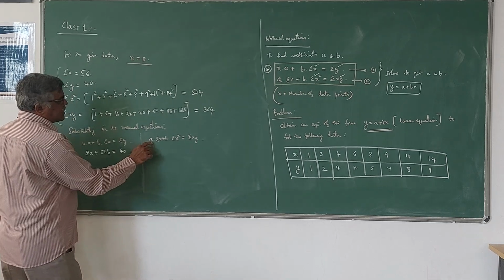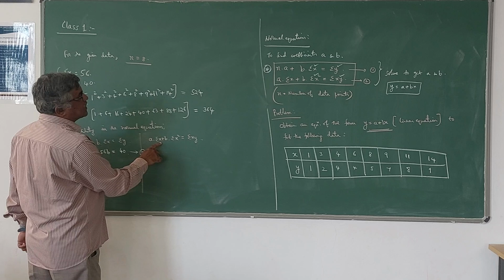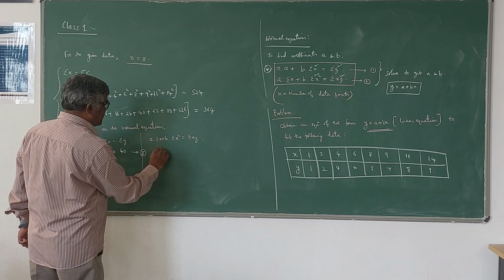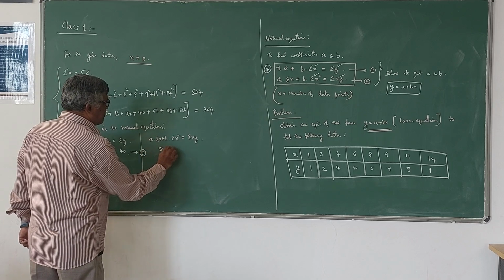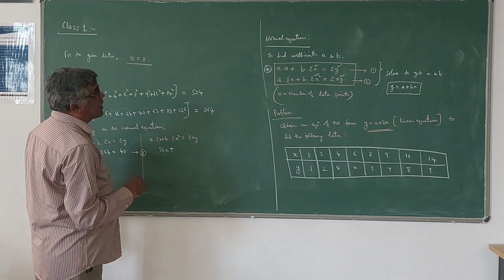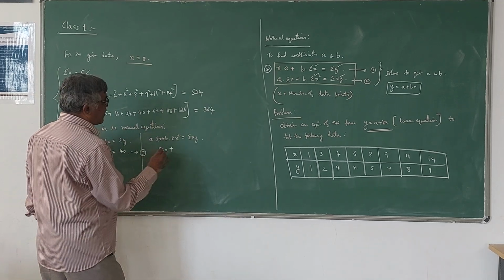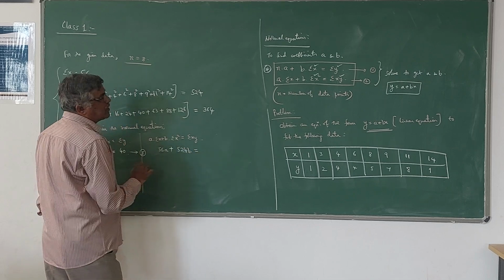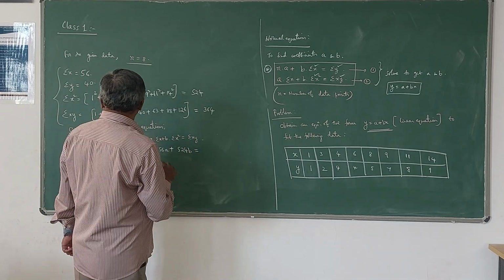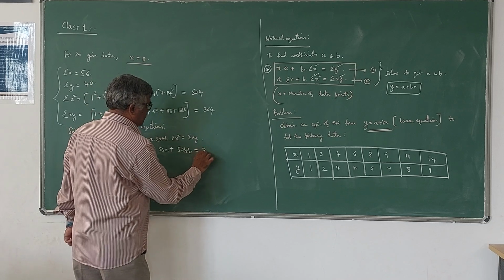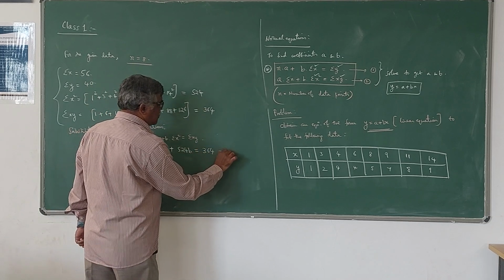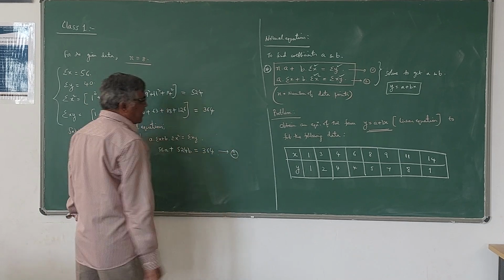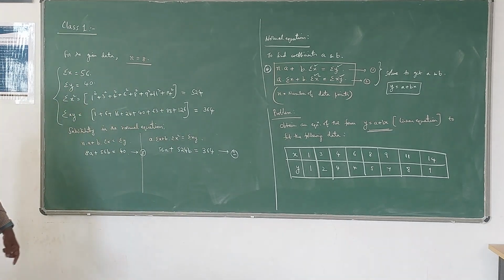Second equation: a is unknown here into sigma x. Sigma x is 56, so 56a plus b into sigma x square. Sigma x square is 524, so 524b is equal to sigma xy. Sigma xy is 364. Now these two are the equations, so we have to solve these two equations to get the values of a and b.